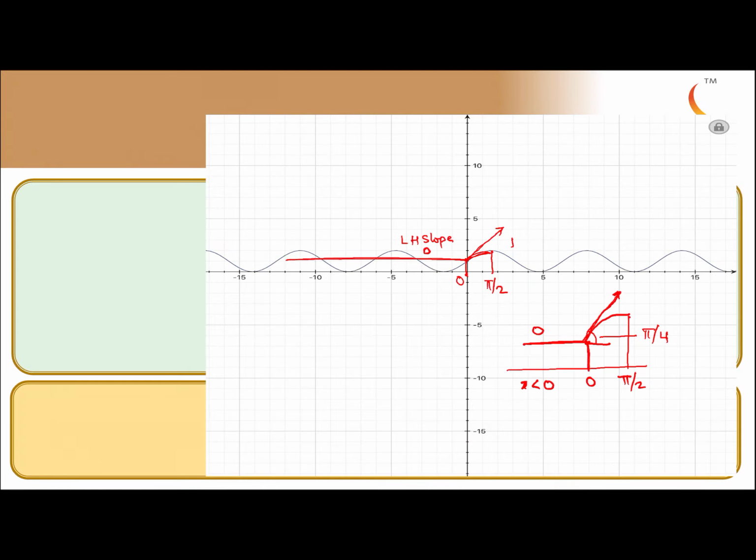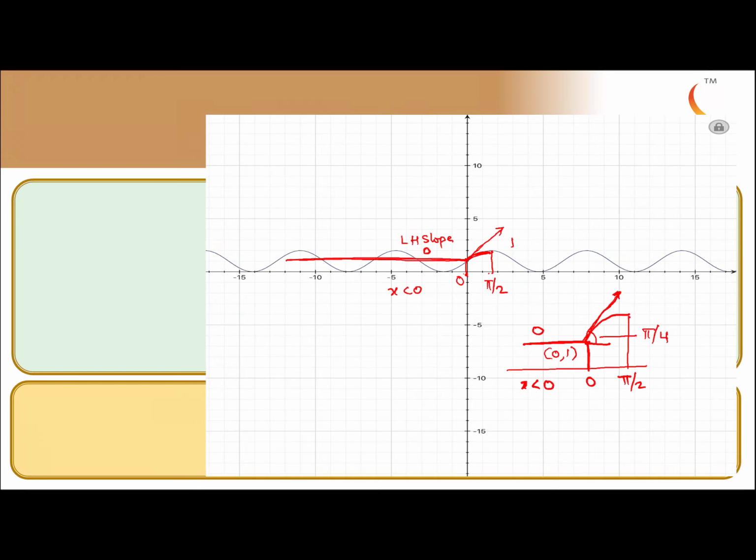So this point is 0, so the value is 0, 1. So the function is not differentiable at x equal to 0. This is a sin x graph, but we have to take from 0 to pi by 2 only. This is x less than 0. The slope is 0 because it's a straight line, y equal to 1. From 0 to pi by 2, it goes up.